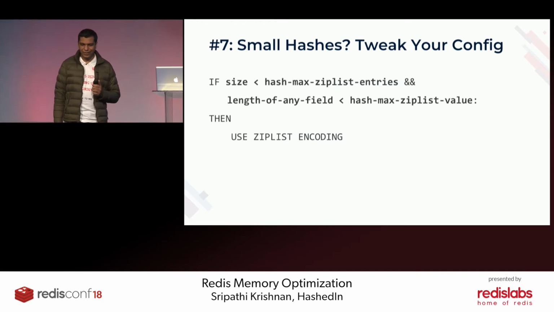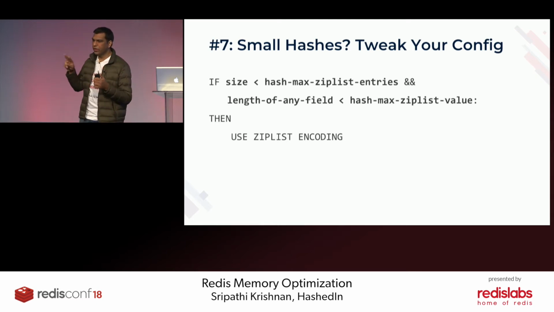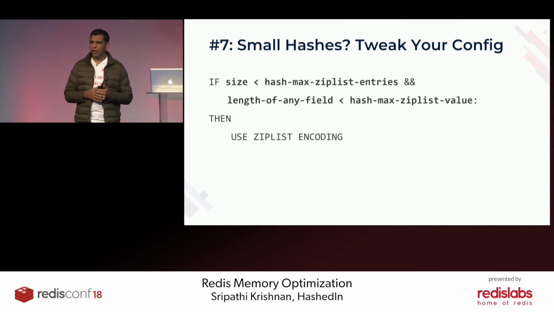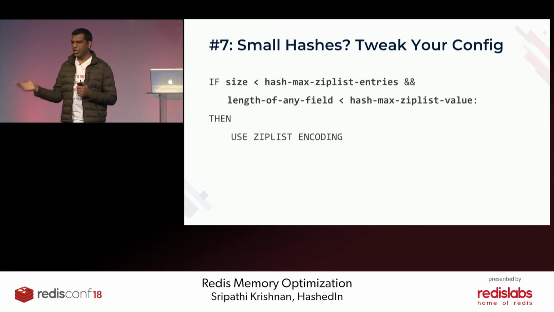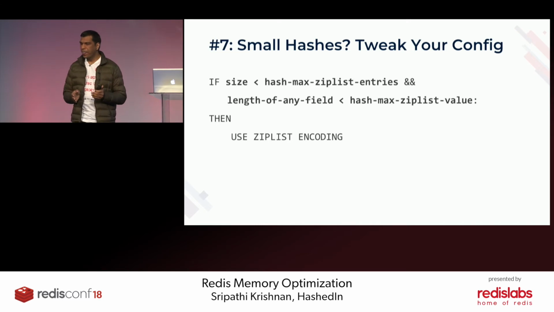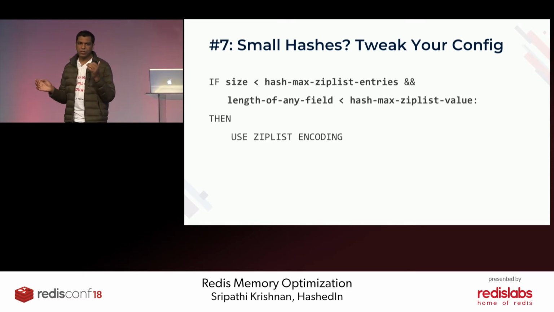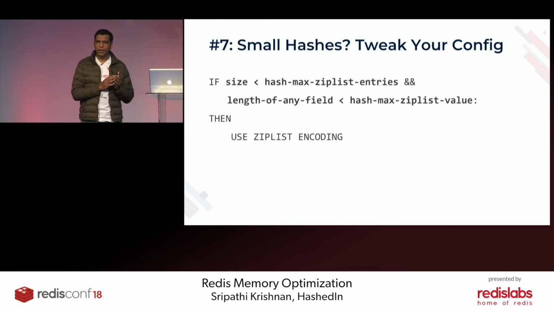This is a little pseudocode, but Redis internally stores hashes in two different formats. The first format is called a zip list encoding, and the other is a hash table. The zip list encoding is very, very memory efficient. The hash table is not memory efficient, but it can scale up to a large number of keys, even to millions of keys. So the zip list encoding is great from a memory perspective, but does not scale up.